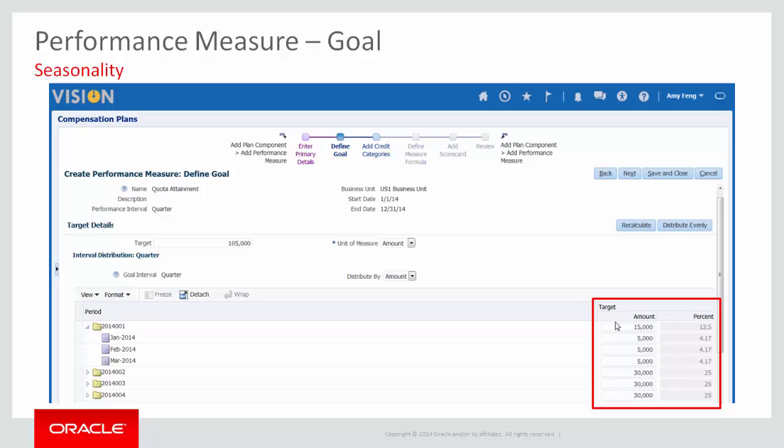And then you can leverage other parts of sales performance management, specifically quota planning and quota modeling, if you need tools to do modeling and optimization to say what those targets should be. And then those are directly fed into the goal components within the performance measure within incentive compensation.